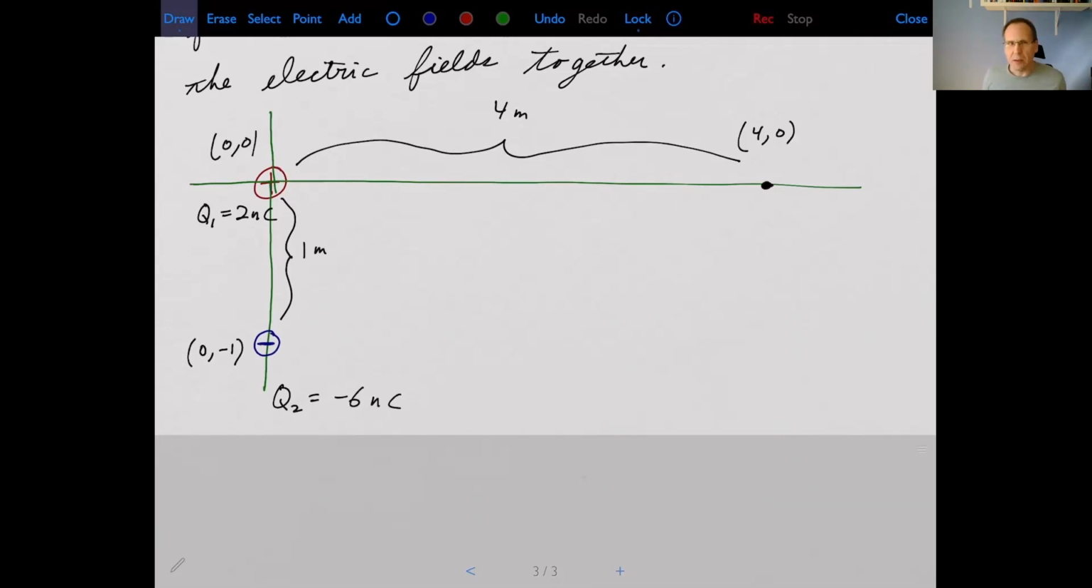Okay, so to calculate the electric field there, I would first have to find the electric field due to Q1, right? And remember, this positive charge is going to have an electric field that points outward. And in this case, it'll be directly along the positive x-axis. So that'll look something like this.